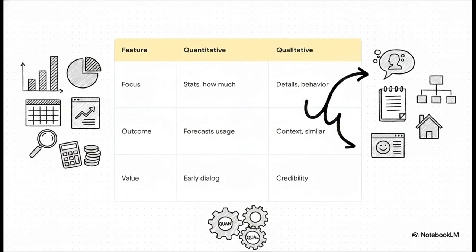Quantitative research, that's your cold hard numbers. It answers how much or how many. It's great for forecasting usage, like figuring out how many users are logging into a food delivery app at 6 p.m. Qualitative research, on the flip side, is all about the why. It dives deep into behavior, attitude, and aptitude. It tells you the environmental context of the user, giving your design team incredible credibility. You absolutely need both, but they do completely different jobs.